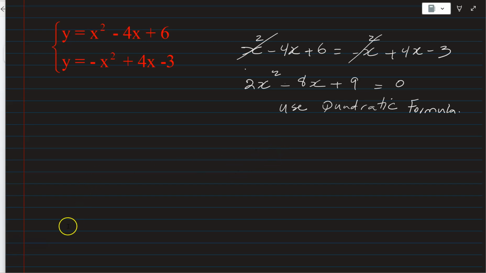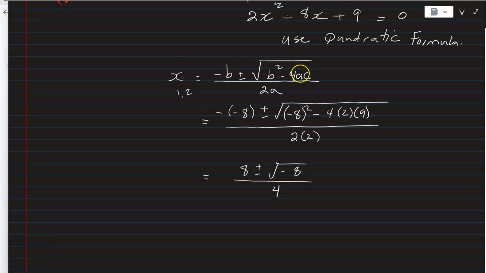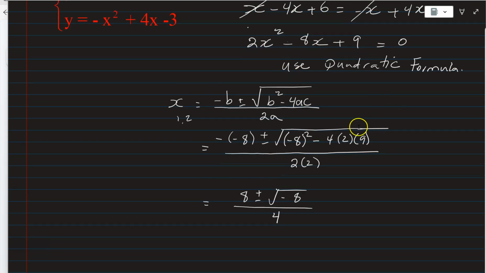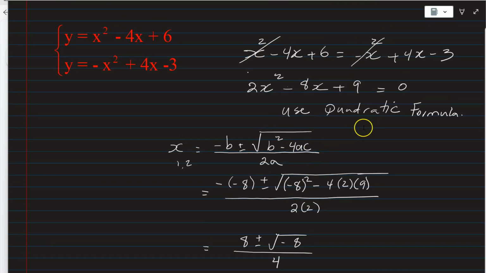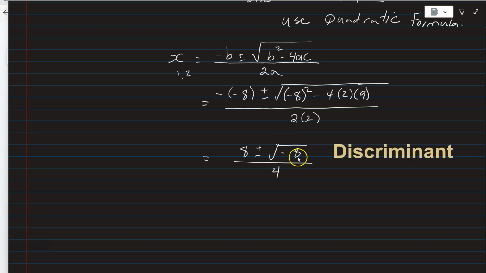Let's plug numbers in with the quadratic formula. Here is the quadratic formula as a reminder. You plug numbers in for a, b, and c. Remember, a is 2, b is -8, and c is 9. You plug numbers in, and you will end up getting this quadratic. When you simplify it, you're going to get -8 inside the radical. The radicand is -8. This was the discriminant, right?